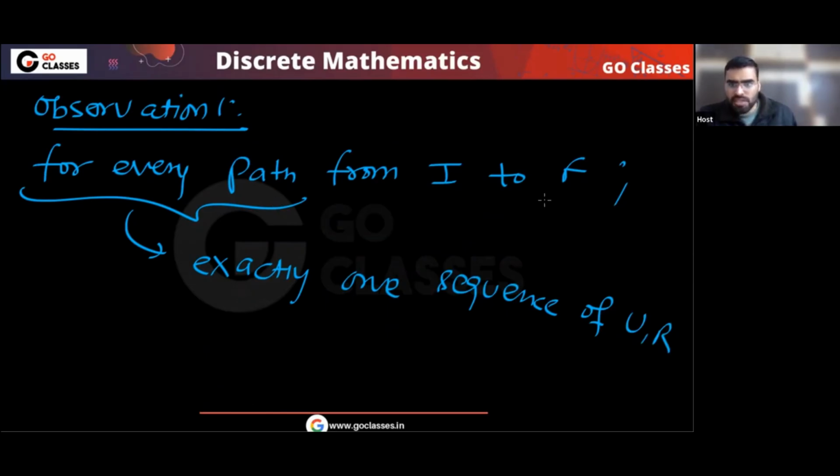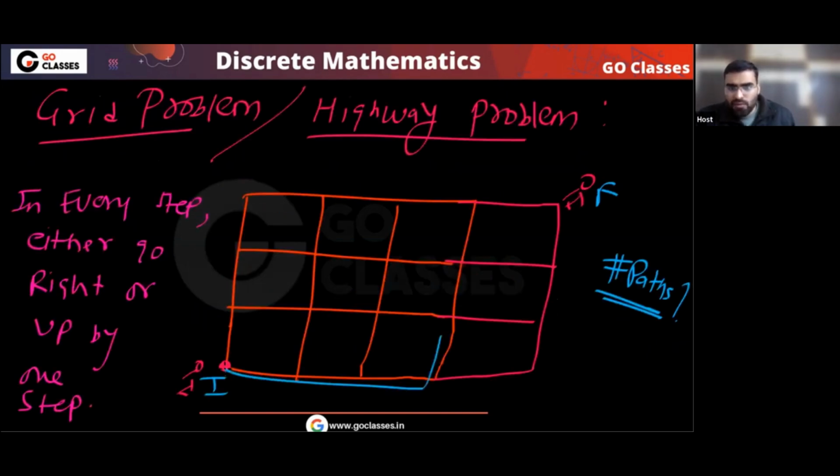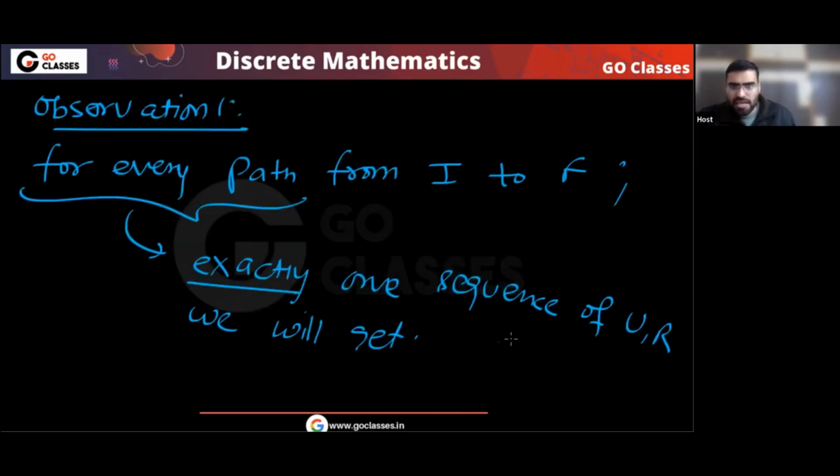Okay, so you can notice that exactly one sequence of U comma R we will get. Exactly one sequence we will get. We will not get more than one. For every path, whatever path you take, for example, if you take this path, then what does this mean? This means right, up, right. So for every path, exactly one sequence of U comma R we will get.